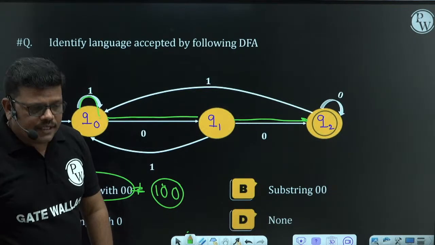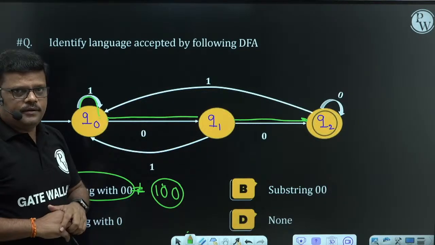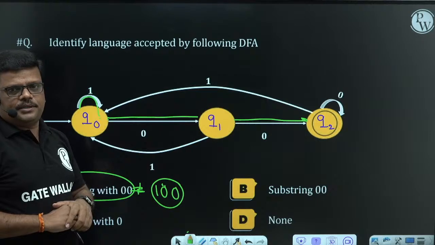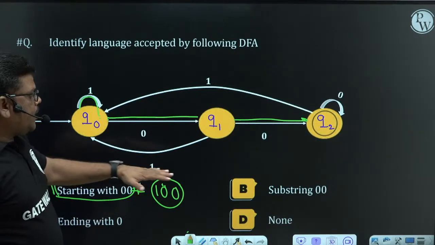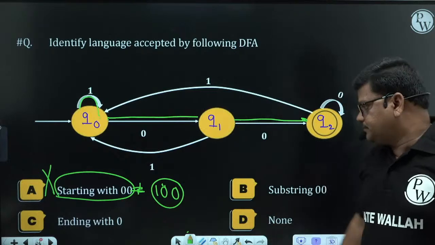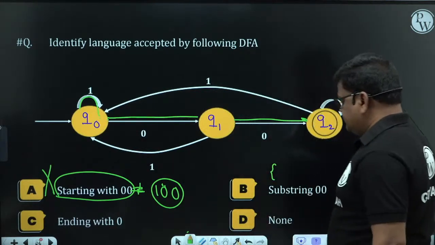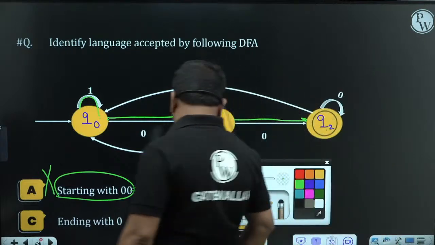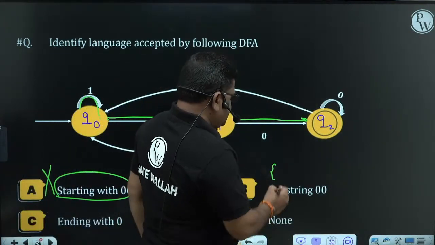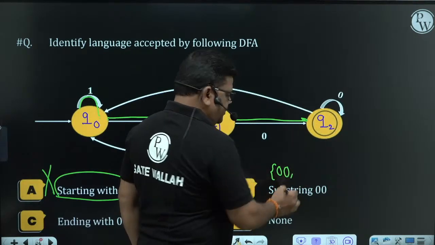What we need to observe is what type of strings are accepted by this automata. To accept a string, what is the condition required by this automata? Come to option B, substring 00. Try to generate the strings of this option B. If you apply the condition of substring 00 in this language, the strings will be like this.